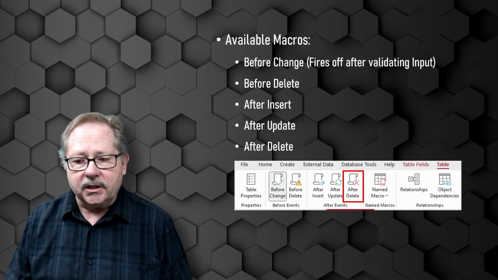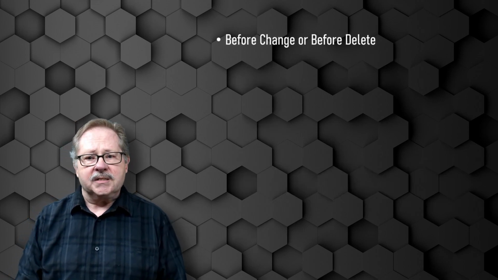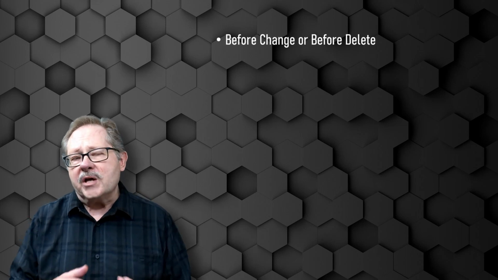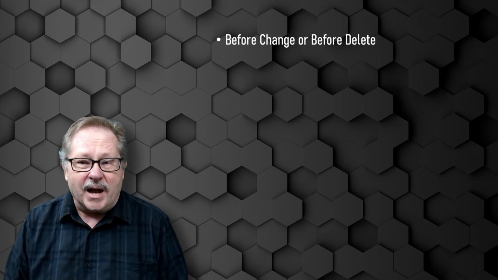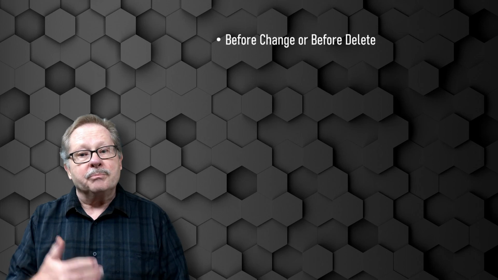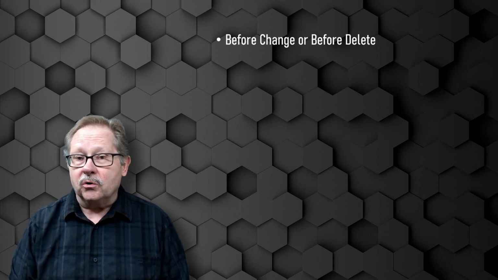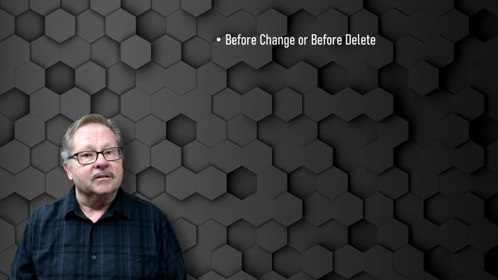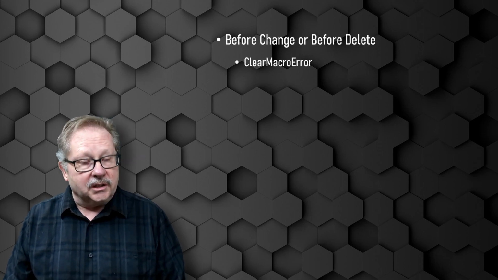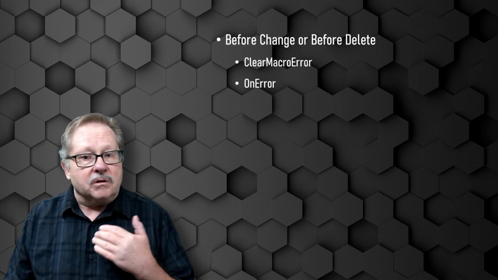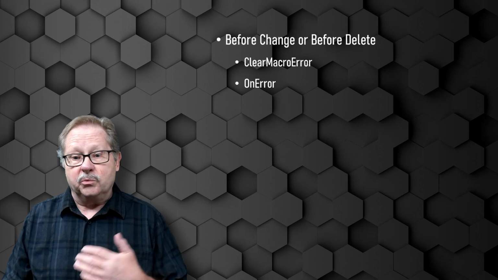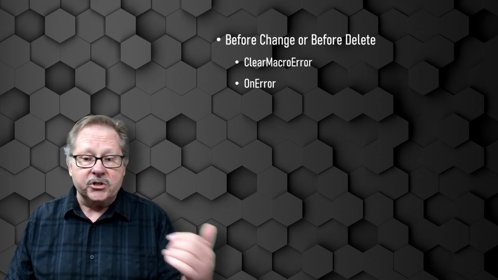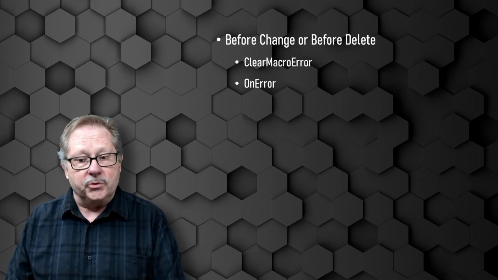So let's take a look under the hood for each one of these, because the before macros have just a few operations or actions that you can perform. Both before change and before delete, you can only do the same group of events. So you can clear an error, you can trap an error. In other words, we can see the on error message. If there's an error, we can then trap it and do an action.